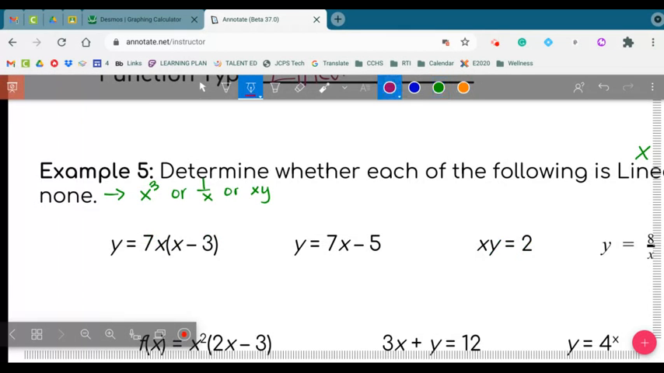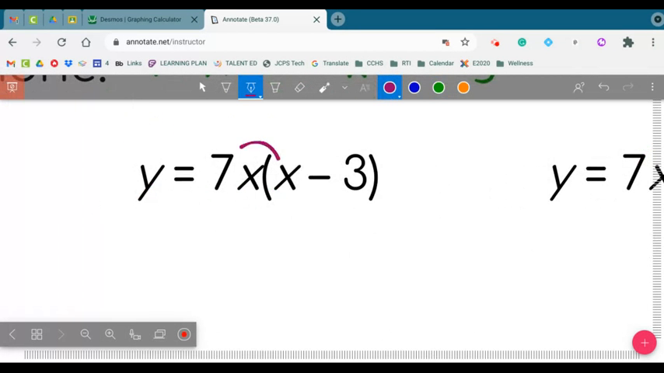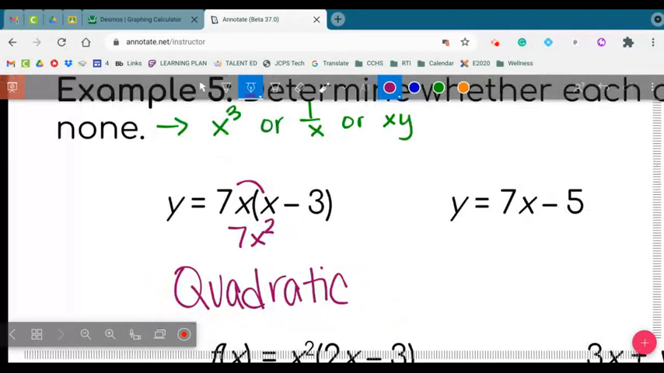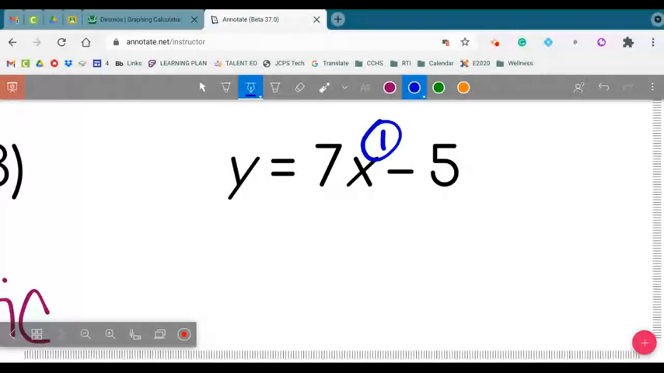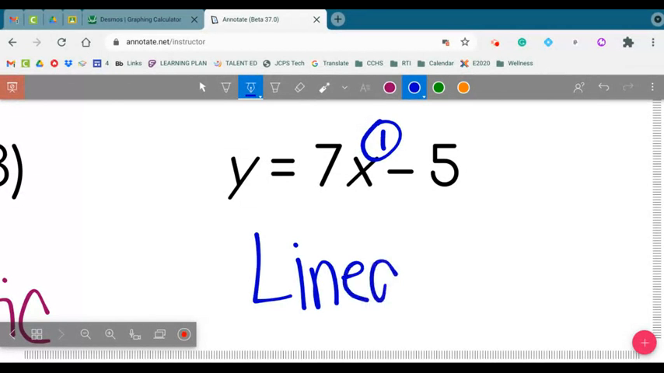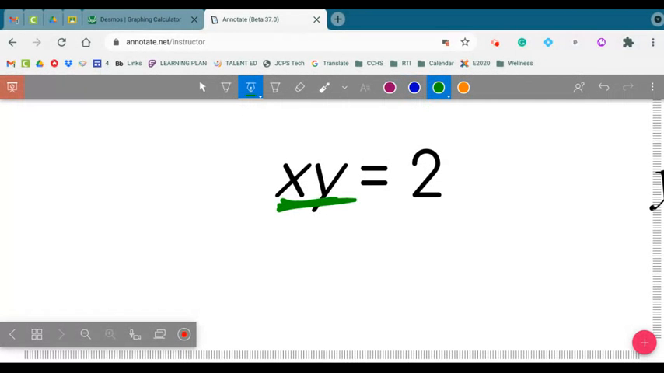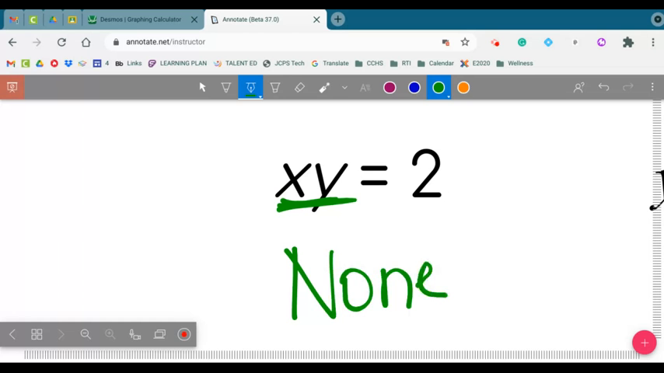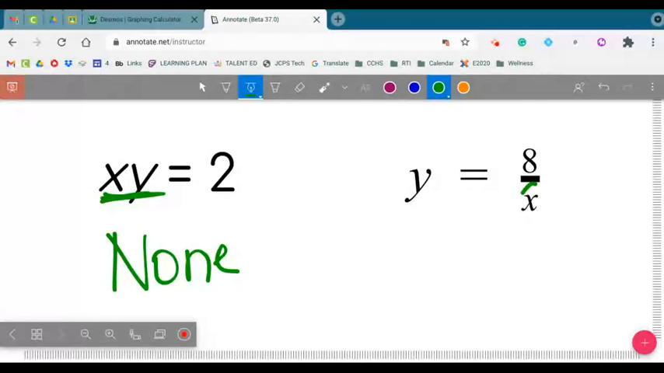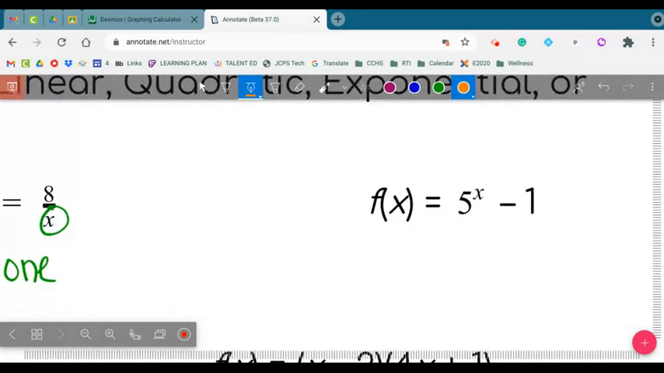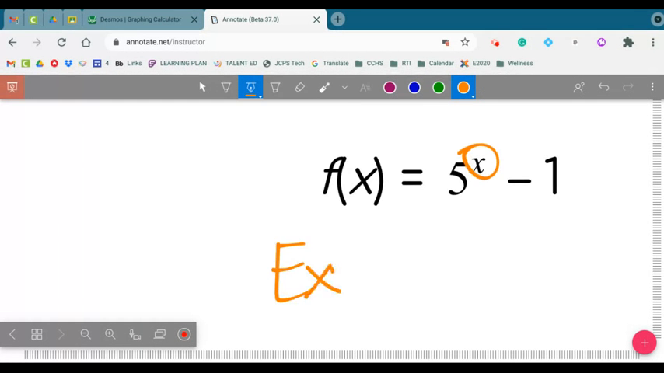So the first one, we have an x, but if you were to multiply these, you would get 7x squared. You have a square, it's quadratic. Next one, you just have an x that has an exponent of 1, so this would be linear. Next one, you have an x and a y right next to each other, so this would be none, because your x would be in your denominator. And same with this one, our x is in our denominator, so this would also be none. Next one, our x is our exponent, so this would be exponential.